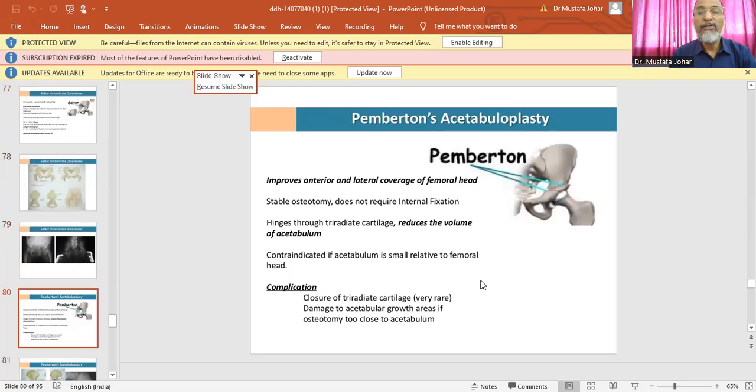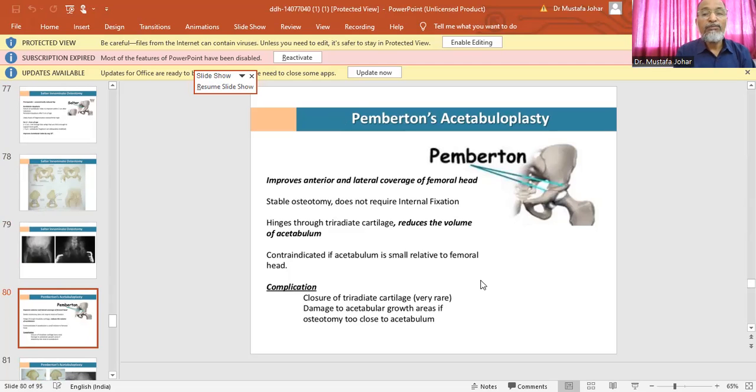Then you have Pemberton's osteotomy, which improves the anterolateral coverage of the femoral head and is a stable osteotomy, and it does not require internal fixation. Then it hinges through the triradiate cartilage and reduces the volume of the acetabulum and deepens the cavity. It is contraindicated if the acetabulum is small relative to the femoral head. The size should be there to cover the head.